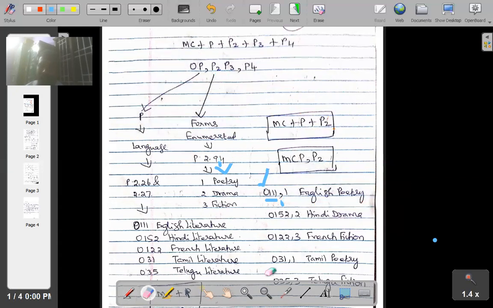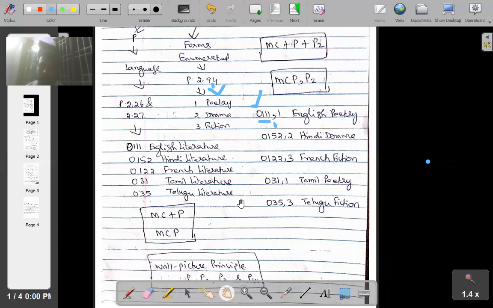Fine. In the same way, let us see other examples, please. Now let us consider this. You see, Hindi drama. What's the title? Hindi drama. So it's literature. You write O. The number for the Hindi language is 152. I have taken it from page number 2.26, 2.27. Then I have inserted a comma as a connecting symbol. Then drama. Where to get the number for drama? Literary form. Go to page number 2.94. The number for drama is 2. So write 2. So there is no symbol between main class and P, but there is a symbol between P and P2, which is comma.